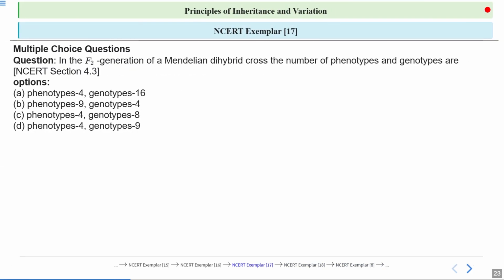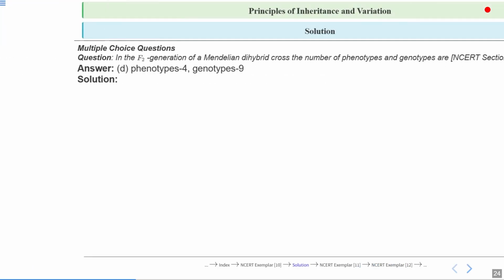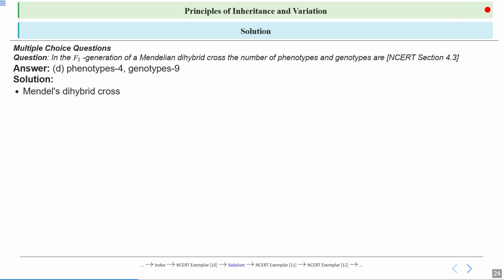Now next, in the F2 generation of a Mendelian dihybrid cross, what are the number of phenotypes and genotypes? Again, they are saying this is a Mendelian dihybrid cross, and here the genes are not linked, they are independently assorting. So what will be the phenotype and genotype in the F2 generation? These are the four options given to you. You have to choose the correct answer from these options. Okay, so 4 phenotypes and 9 genotypes. This is the correct answer.